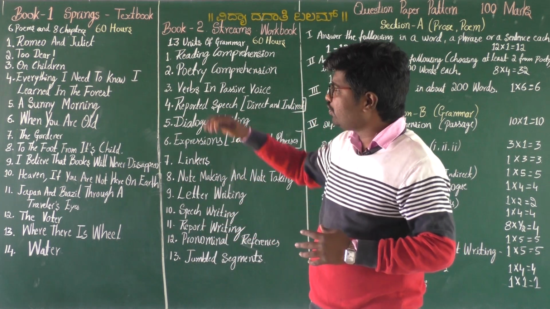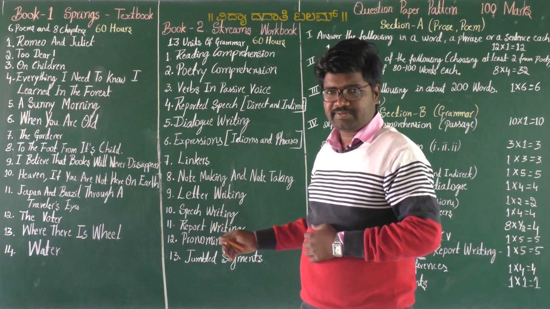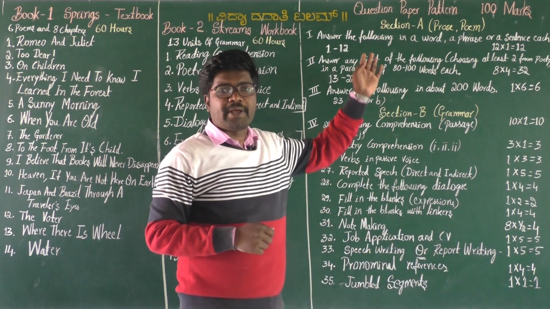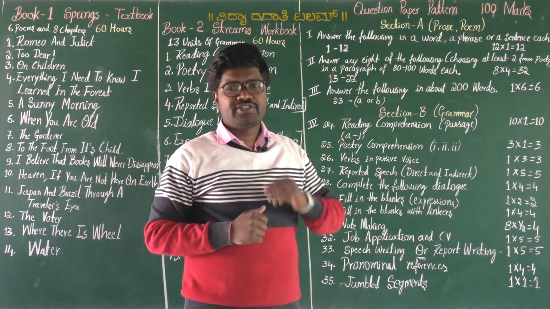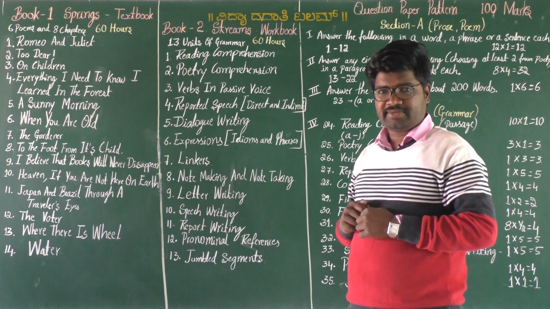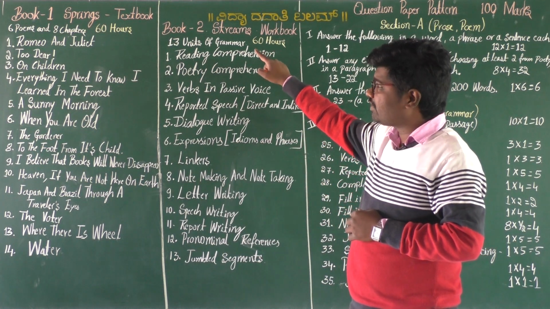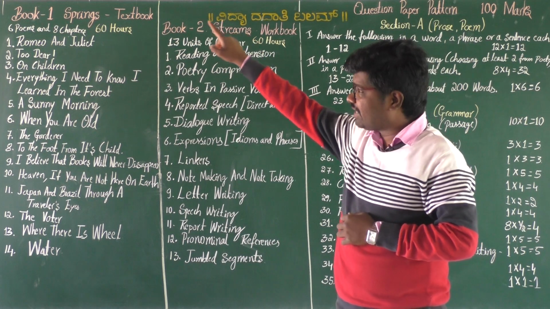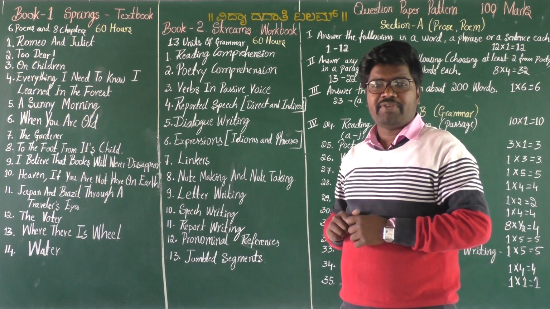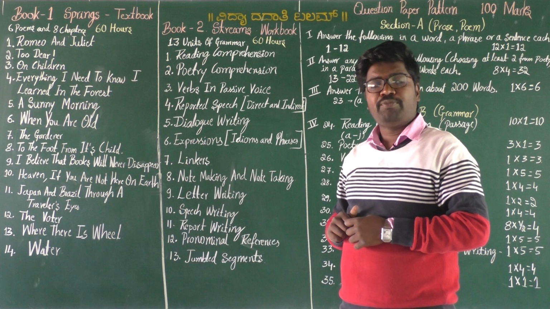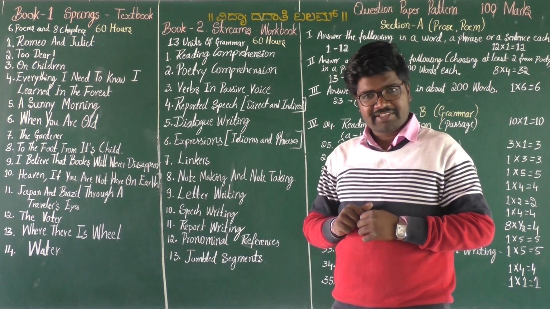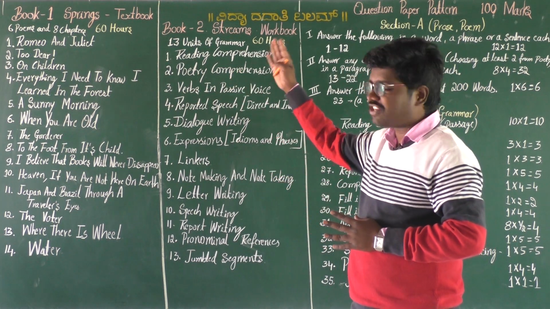In this class, I would like to discuss this syllabus, what is there in book number 2 also, and your question paper pattern. Next I would like to continue with book number 2, that is Streams. So book number 1 is Springs and book number 2 is Streams. As in the first year, book number 1 was Reflection and book number 2 was Articulation. Same here in the second PUC, the continuation part, Springs and Streams.